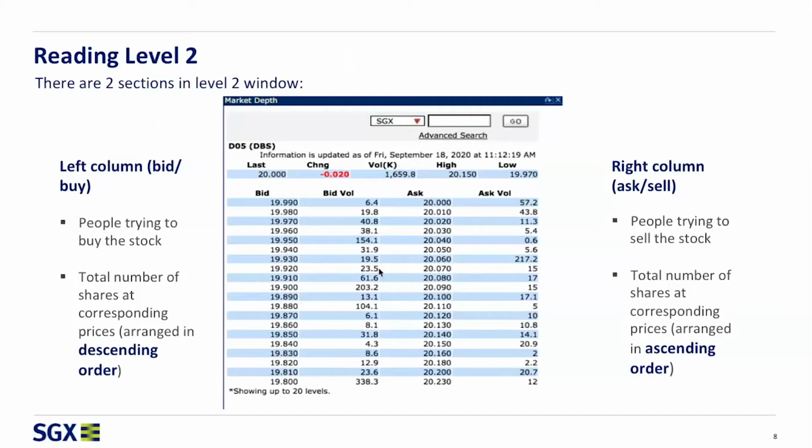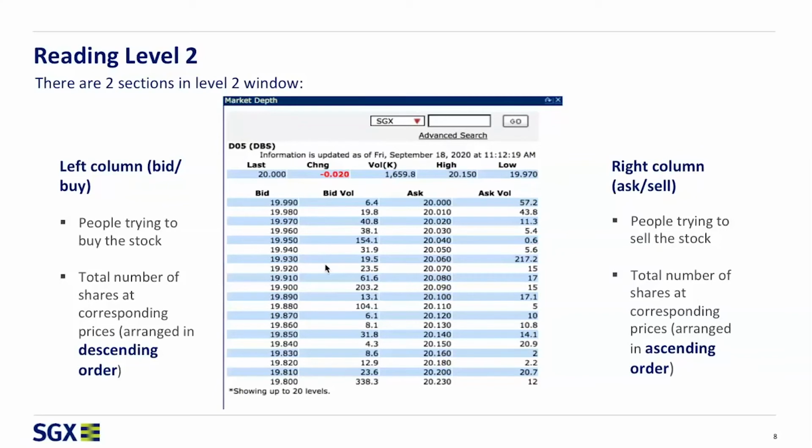On the left side, we have the bid price and the bid volume. The prices are moving in descending order, meaning that prices get lower. You're able to understand, at each corresponding price, what the volume queuing is, meaning the people who are trying to buy the stock at the bid price, and what that volume is at each price.